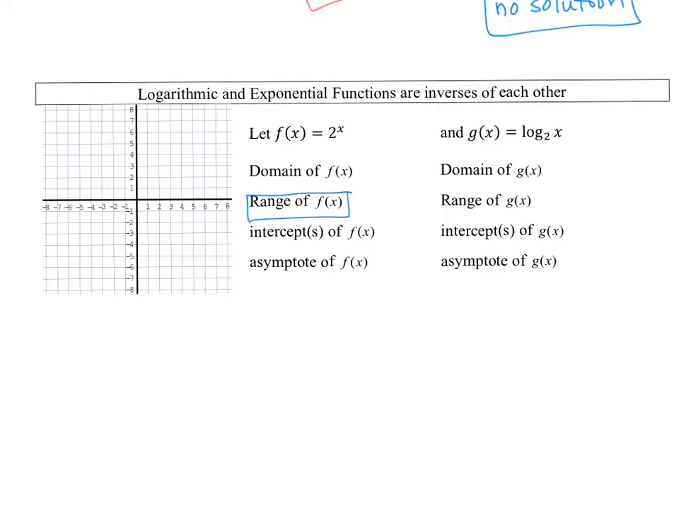Let's see, I could graph 0, 1, 1, 2. If I wanted one more, I could do maybe 2, 4. I can get a good graph this way. So this is my graph of f of x.